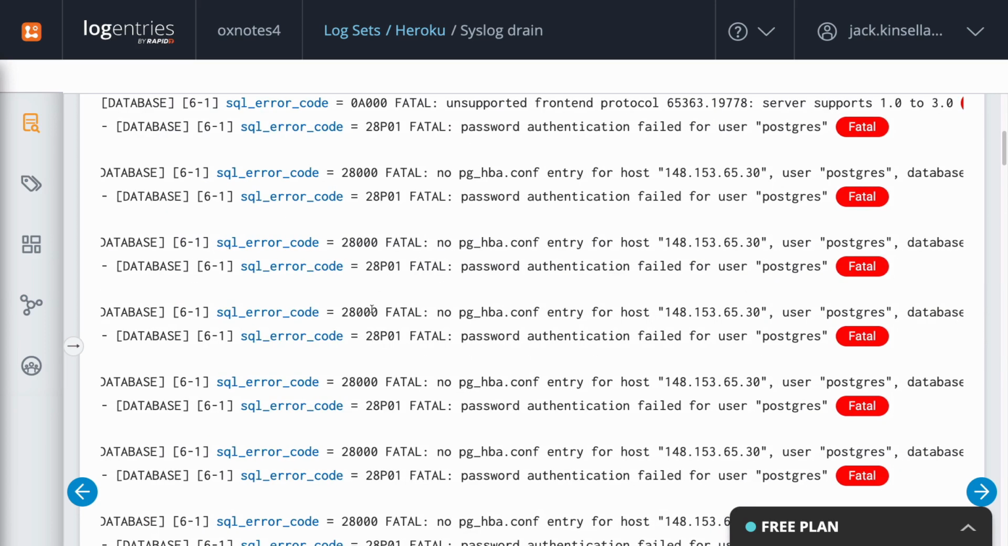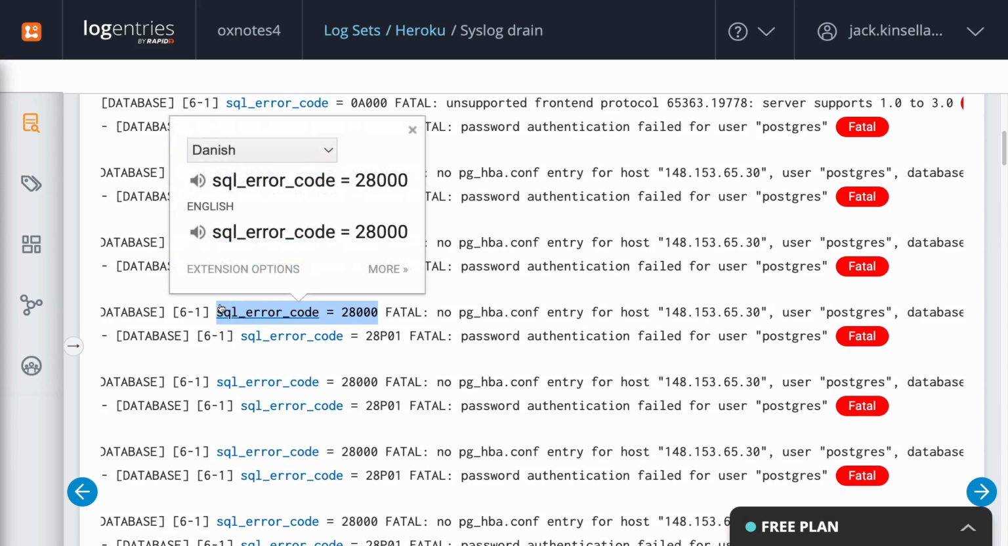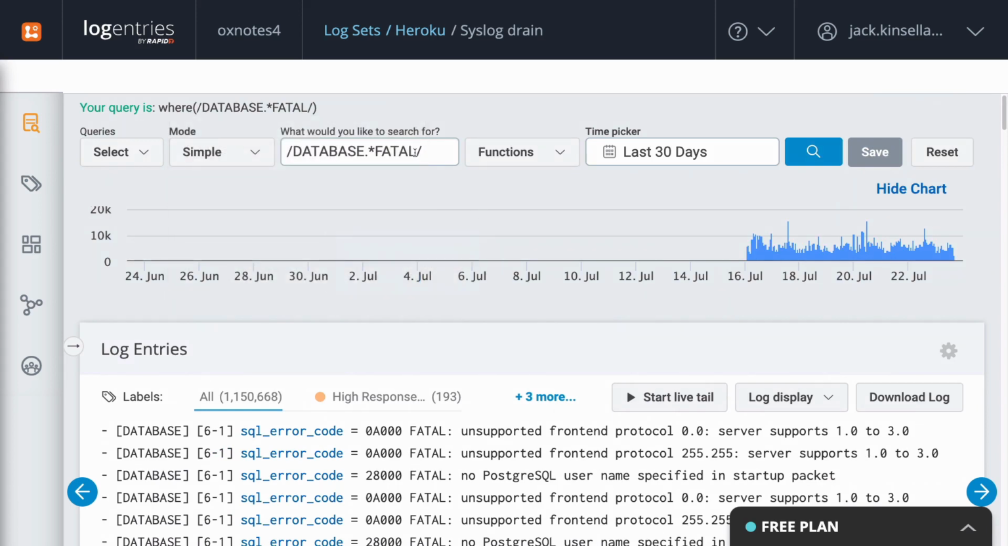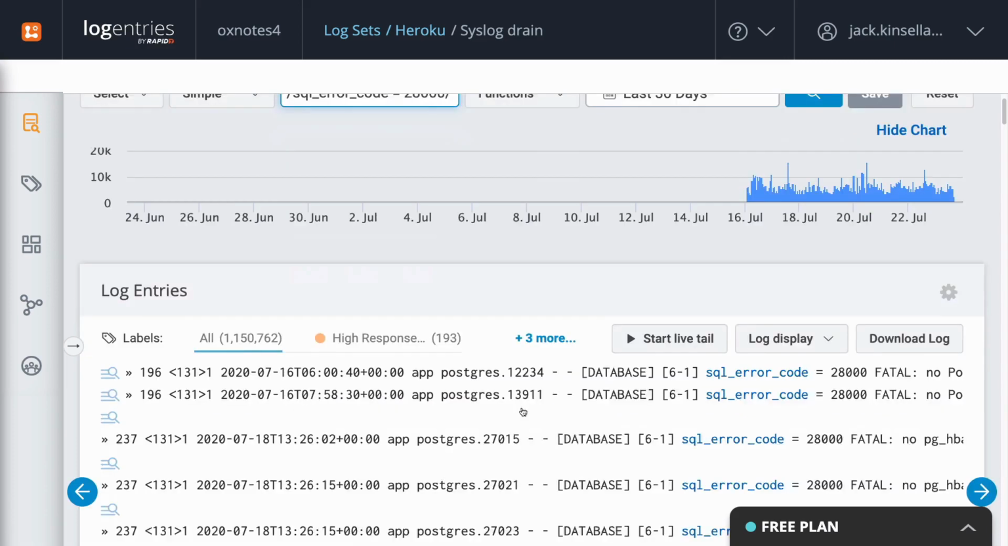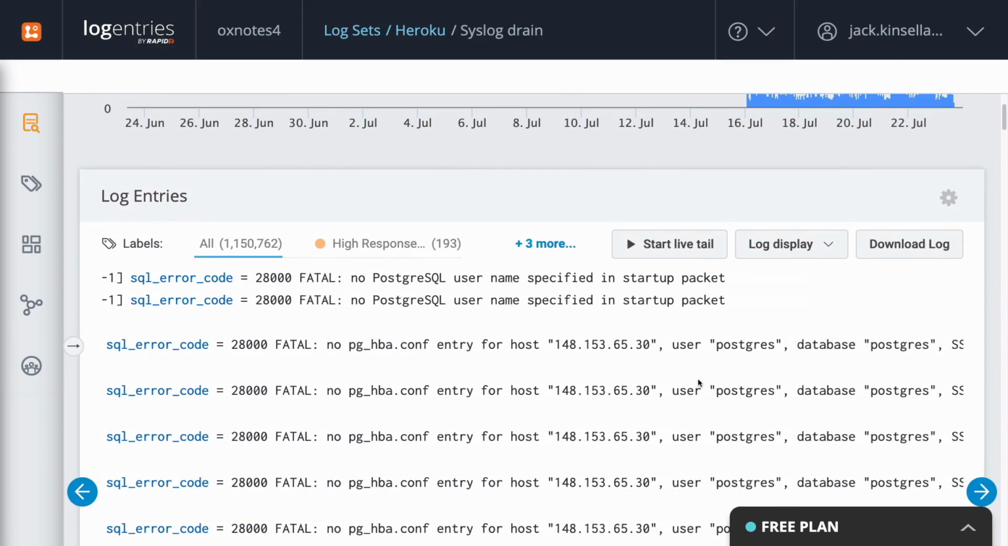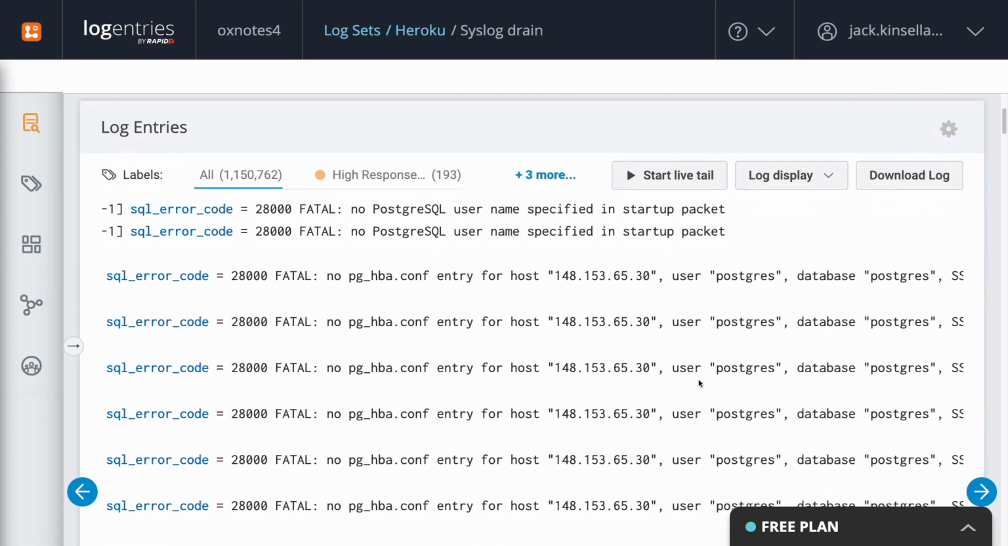Each of these errors had the SQL error code 28000. So what I'm going to do is copy that and then paste it over here to ensure that I can do a regex filter just for that. It takes a second, and sure enough, it's just those particular entries. The reason I might want to do this is because if I'm more security conscious, I'll want to get an email, some sort of alert every time this thing happens.